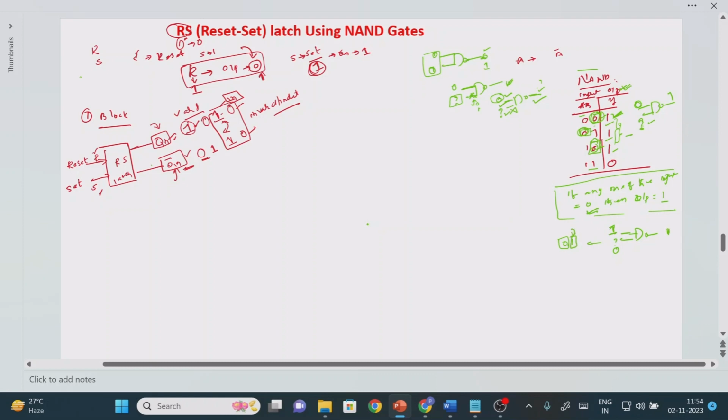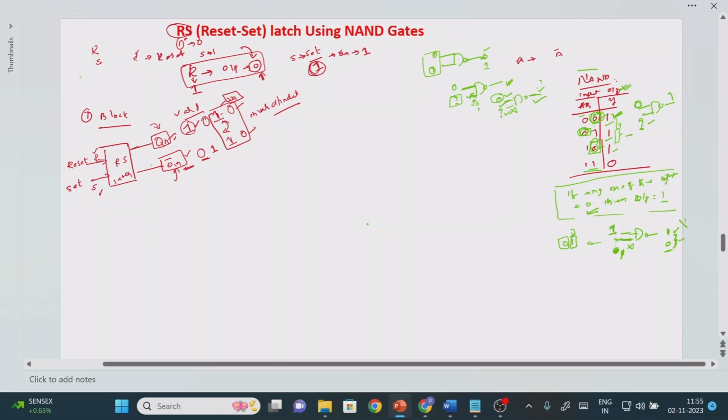This second terminal might be 1 also, right? So instead of 0, if you consider 1, what is the output? 1 1 means output equal to 0. That means if the second terminal has a different value, we get a different output. For different inputs of the second terminal, we are getting different outputs.